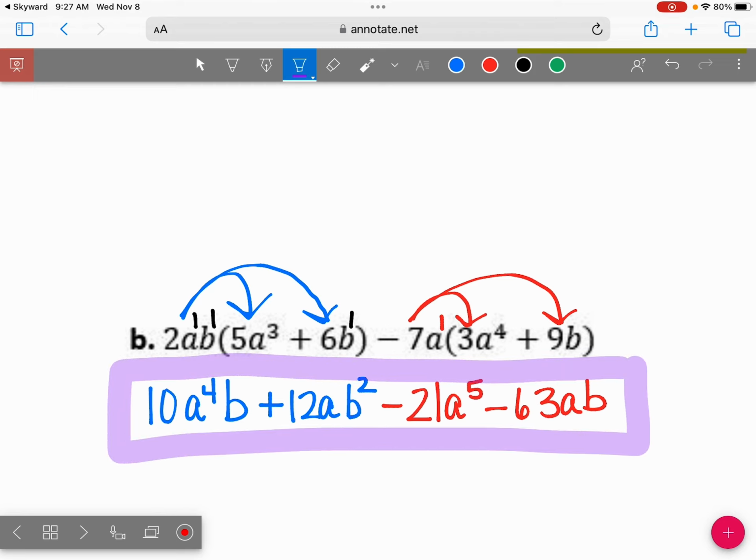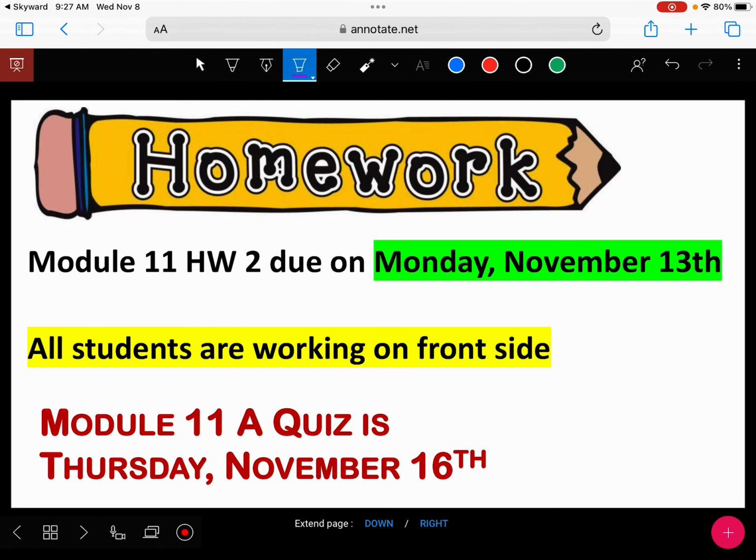All right, so use this time. Homework 1 is due, I believe, today or tomorrow. If you have that done, you can bring it up to get your points. Use this time to work on homework 1 and also start working on homework 2. So today you can only do the front side. So we're only working on the front side. Your quiz is next Thursday.